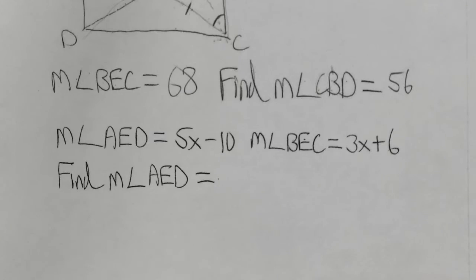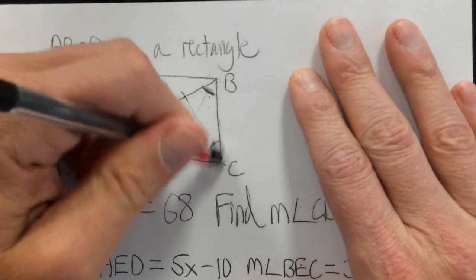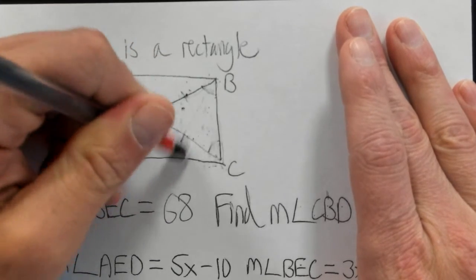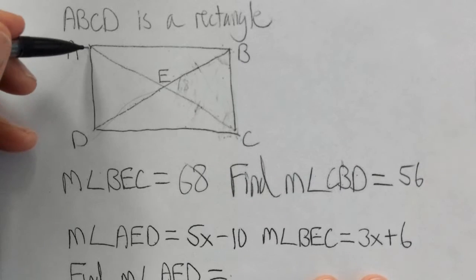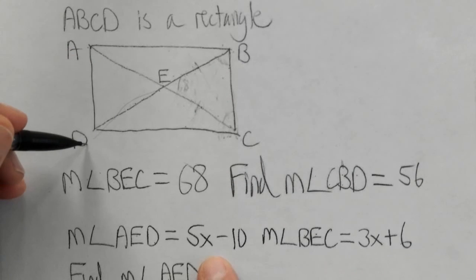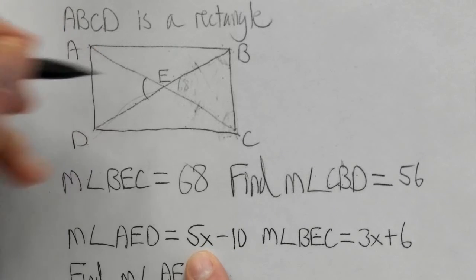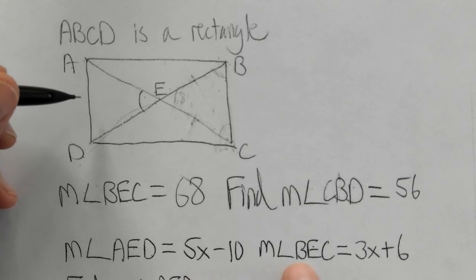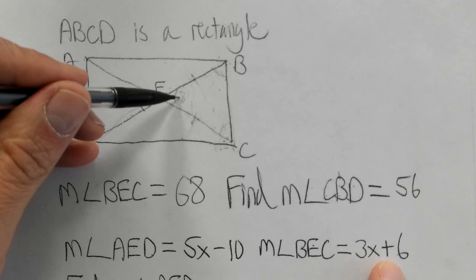Okay, so we have another problem now that we want to look at. I'm going to go ahead and erase all this stuff from the old problem to make way for the information from the new problem. So the measure of AED is going to be 5x minus 10. So that's this angle right here. We'll identify that one, AED. It's another one in the middle there. And the measure of BEC is 3x plus 6.